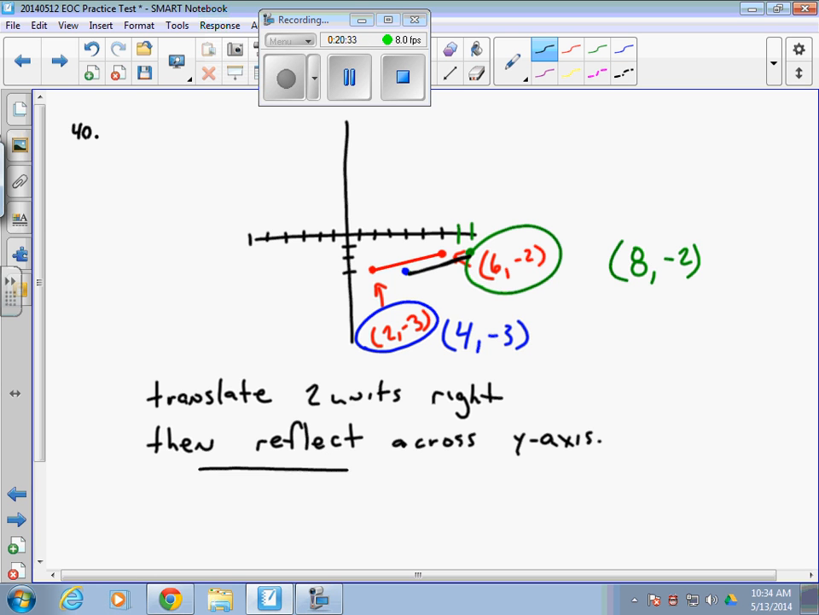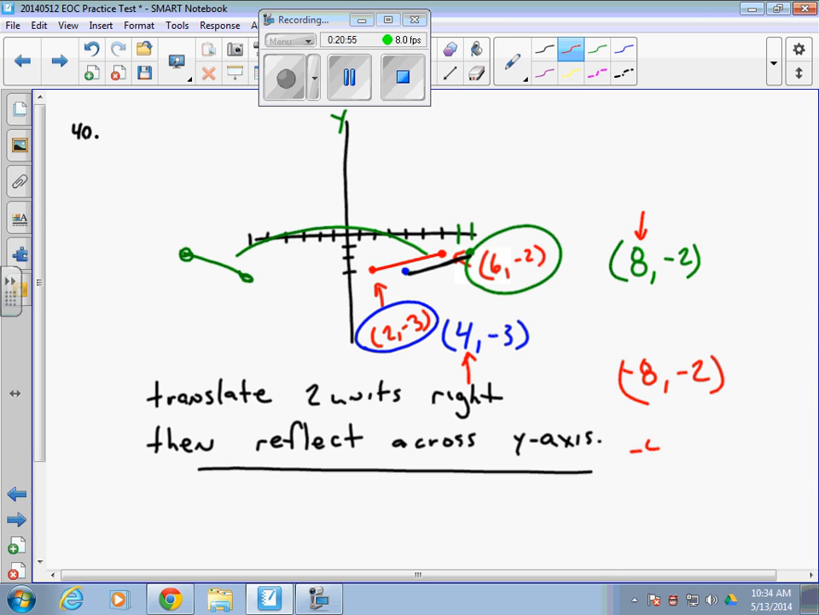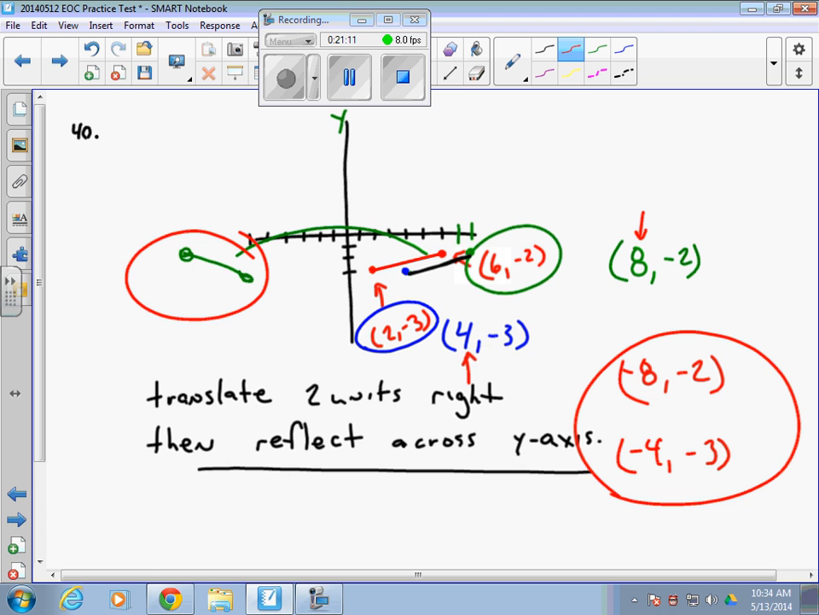Then it says reflected across the y-axis. So that means the whole thing is going to move over here and look like this, because this is your y-axis. So the only numbers that change are your x values. This x changes to -8, -2 stays the same, and this 4 changes to -4, and -3 stays the same. So those are the new coordinates: -8, -2, -4, -3, and you can see the only one that matches that picture is the one for C. It's the only one that's over here in this area here.